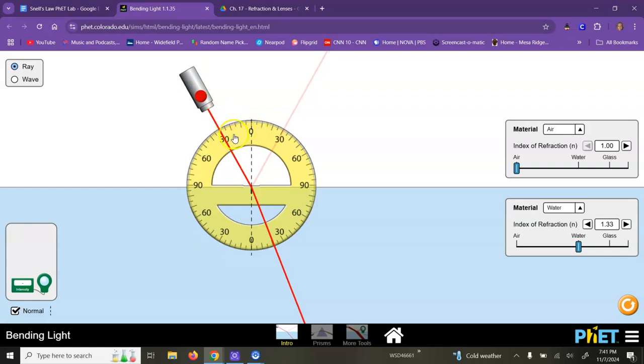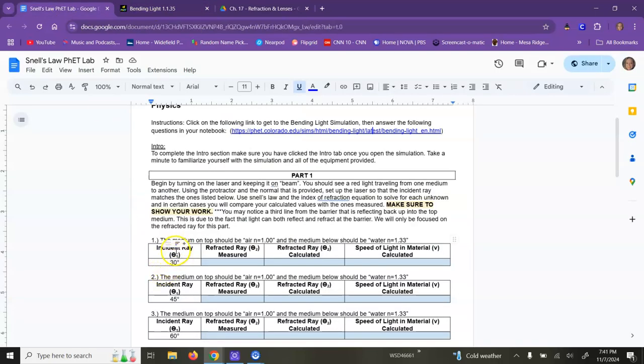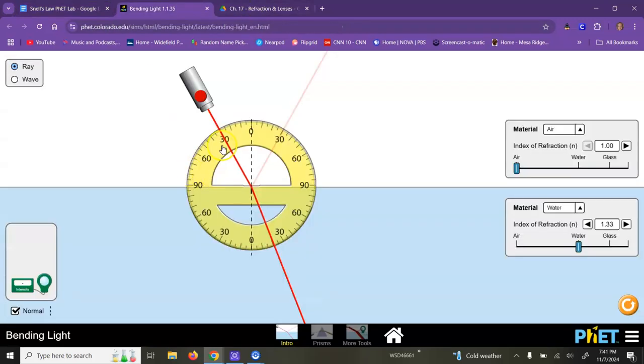See how that's 30 degrees from the normal right there? 30 degrees. So this is matching that my incident ray, my incoming ray, the angle should be 30. Okay? So 30 degrees to the normal. And because I don't need to move my protractor at all, I can then go ahead and measure what my refracted ray is going to be.